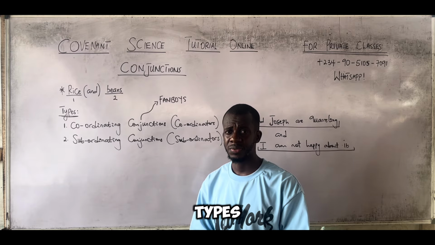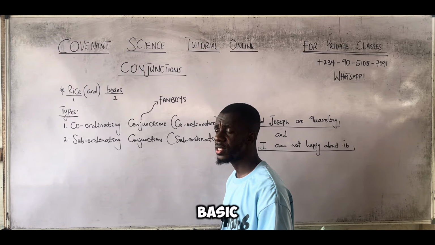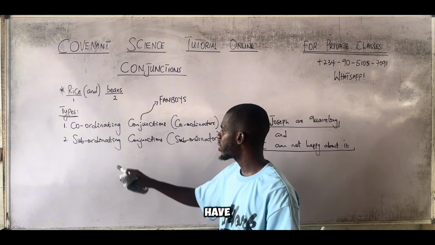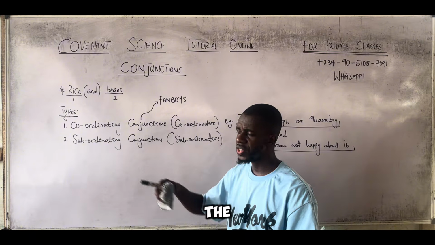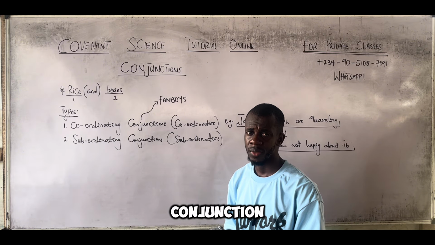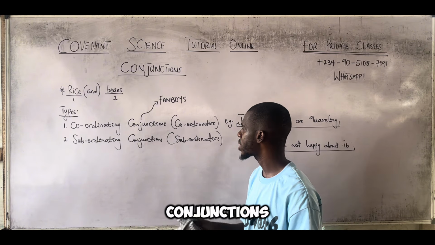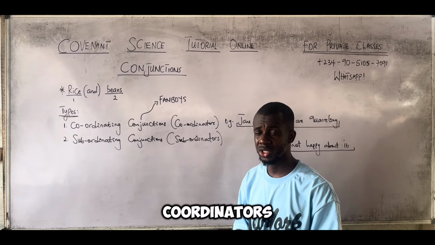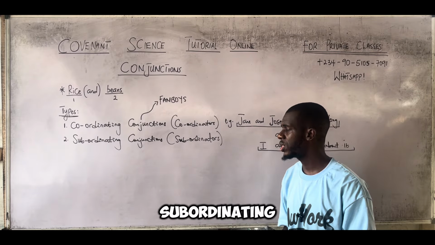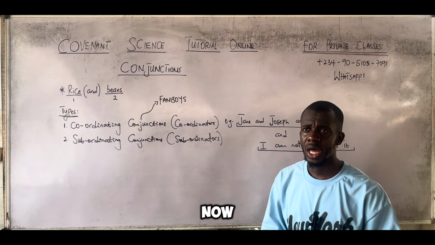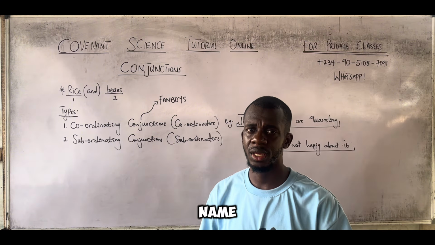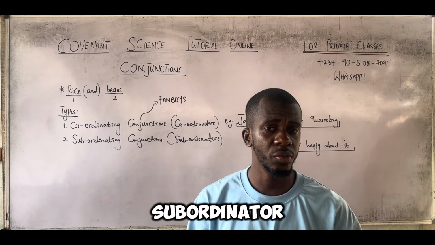Let's talk about the types. There are two basic types of conjunctions. We have what is called the coordinating conjunction and the subordinating conjunction. Coordinating conjunctions are also called coordinators, and subordinating conjunctions are also called subordinators. Now, why do they bear the names coordinator and subordinator?